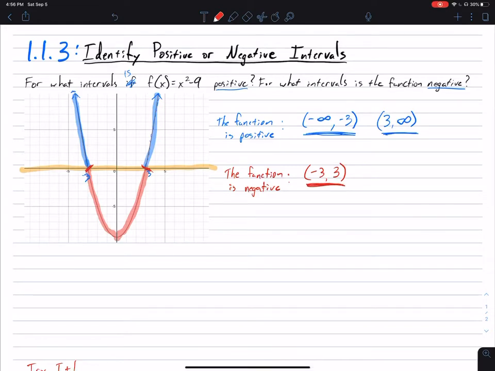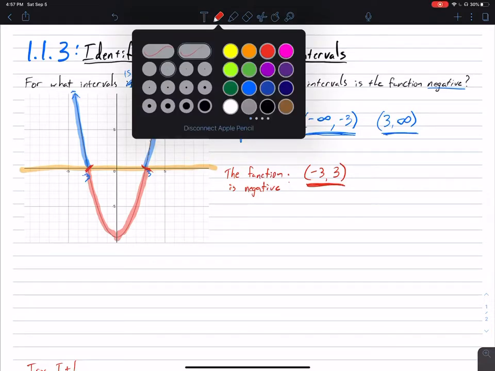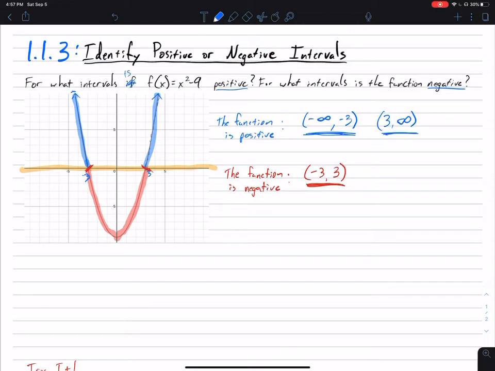I chose to use interval notation. You can also use set builder notation, but I always prefer interval notation. The 2 points, and this isn't answering your question, it's just good to keep in mind. The points negative 3, 0 and 3, 0 are neither positive nor negative. They're right on the axis. So that doesn't need to be part of your answer, but just keep that in mind. Be careful of the coordinates right on the x-axis.